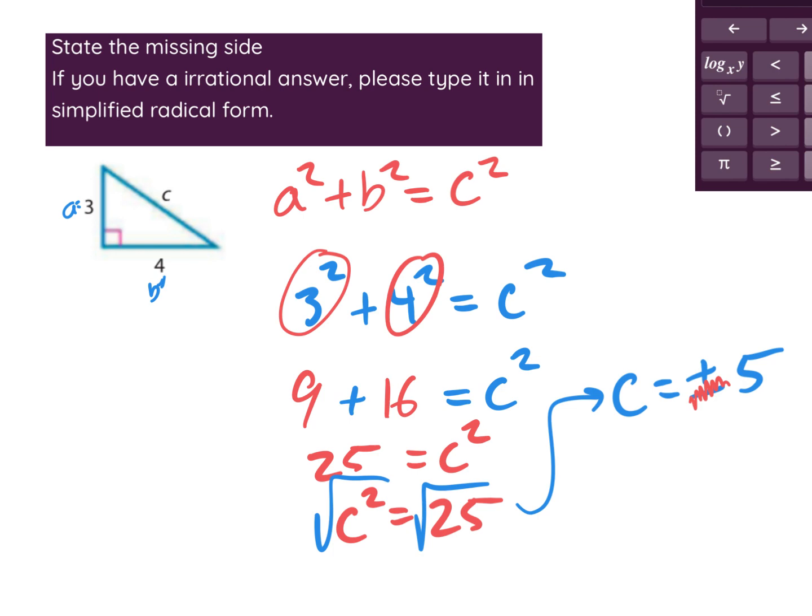Okay. Now, if you look at the instructions, it says state the missing side. We already know the missing side is 5. That's our answer. That's what you type in. You just type in 5 and you're done. You got full credit. But notice the rest of the instructions. It says, please type it in simplified radical form. Sometimes you're not going to get nice answers like 5. Sometimes you get crazy, irrational decimals. And you want to leave it as a simplified square root, a simplified radical. And we'll get to those in a bit. Let's try another.